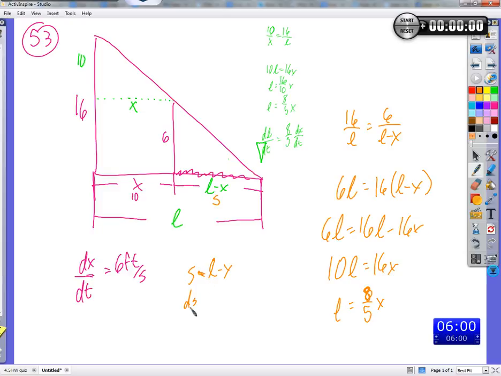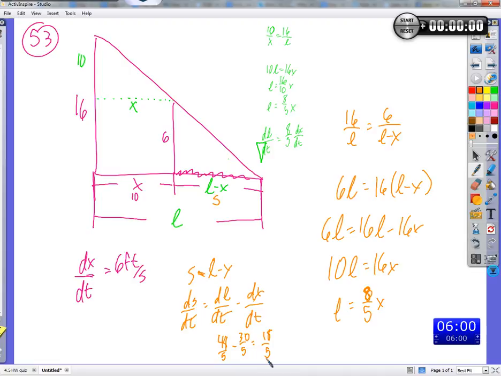So ds/dt equals dL/dt minus dx/dt. So dL/dt is, did we do this? 8 fifths dx/dt, so it was 48 over 5, right? 48 over 5 minus 6, which is 30 over 5, common denominator, 18 over 5 feet per second. 18 fifths feet per second.